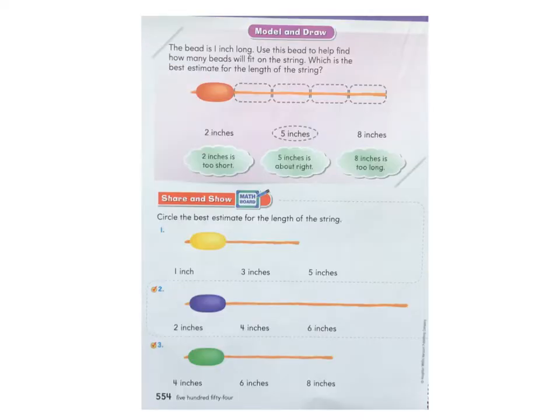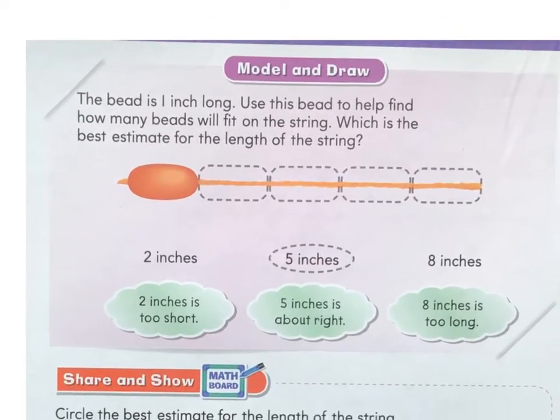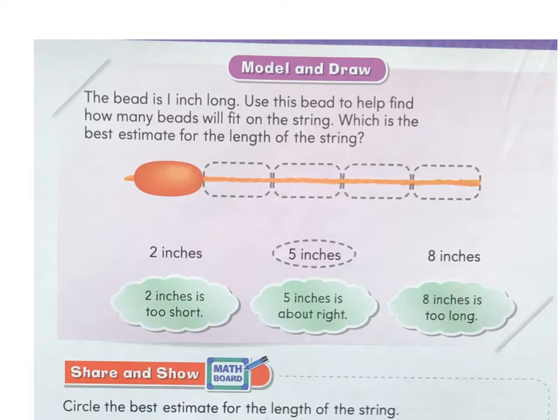Boys and girls, you should now be on page 554. Let's take a look at the top light purple area for our example for today. Boys and girls, take a look at this orange bead. The bead is 1 inch long. Use this bead to help find how many beads will fit on the string, which is the best estimate for the length of the string.